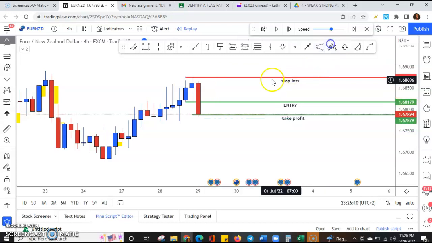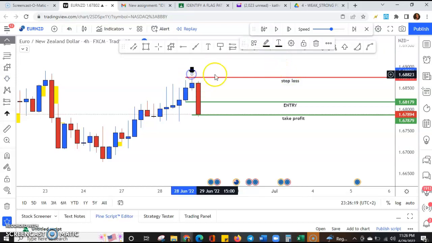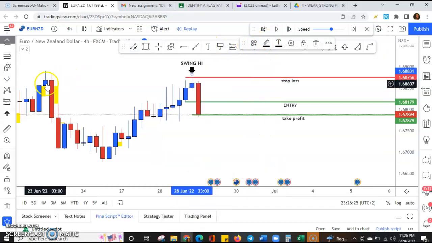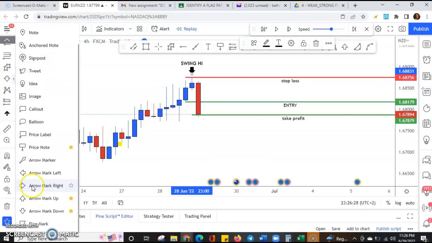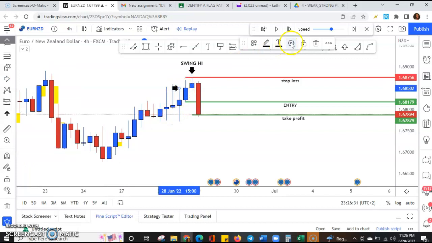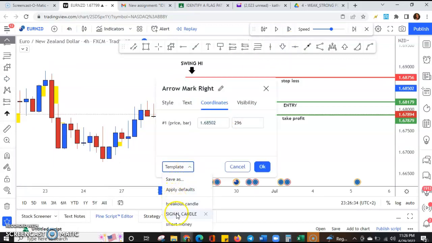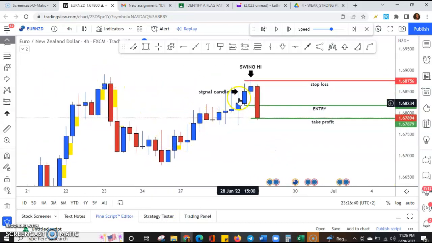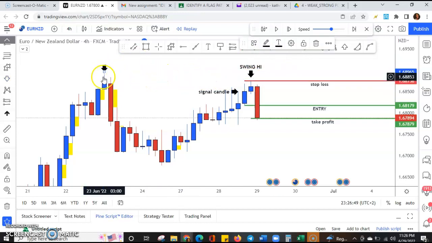So he was using the swing high signal candle strategy. And at the time, he identified this as his swing high. And then his signal candle was this candle to the left. So a couple things. Is this the swing high? If you look left, you would see that this was not the swing high. This actually is the swing high, because the market didn't break above this high right here.